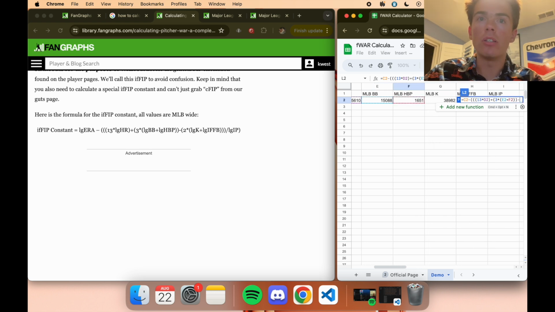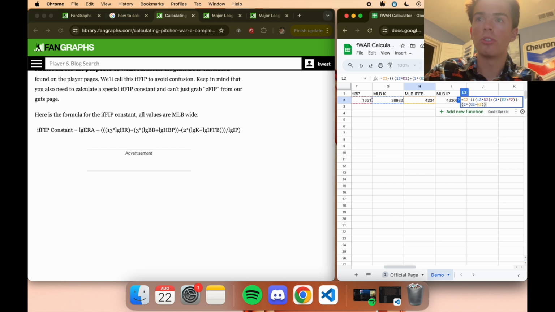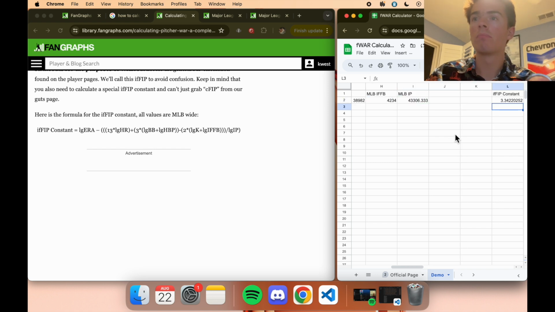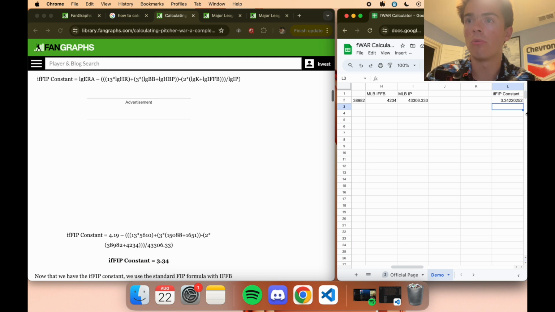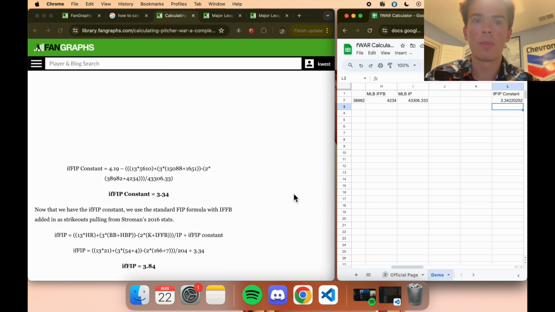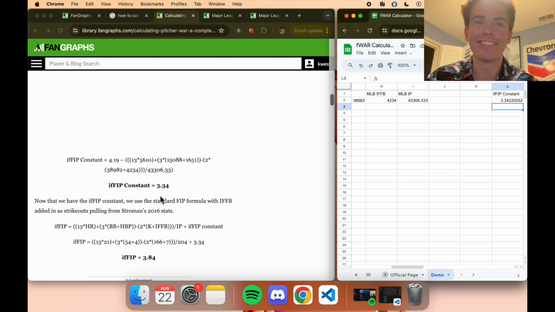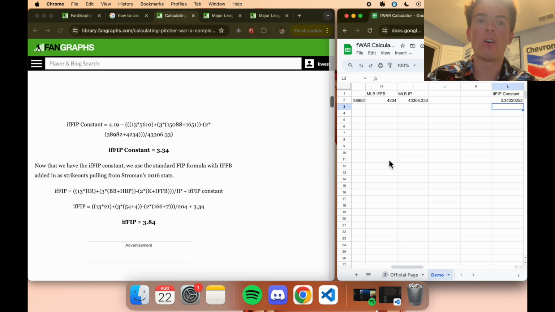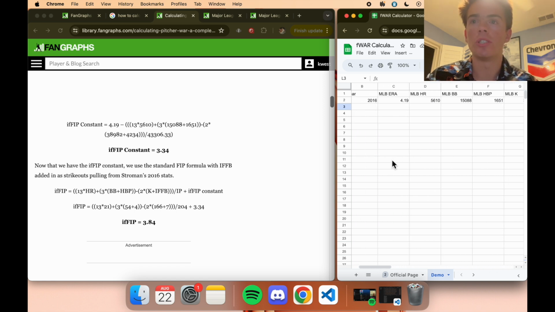parenthesis minus parenthesis 2 times parenthesis strikeouts plus infield fly balls, parenthesis divided by innings pitched, parenthesis, boom. Okay, now let's make sure we got the same thing. Boom. Awesome. So it's immediately very satisfying to see, oh, we got the same thing. So awesome. Now let's input Stroman's stats.